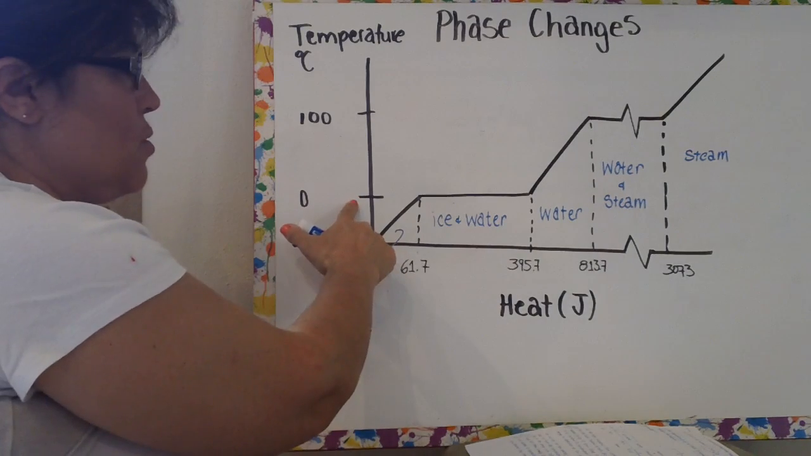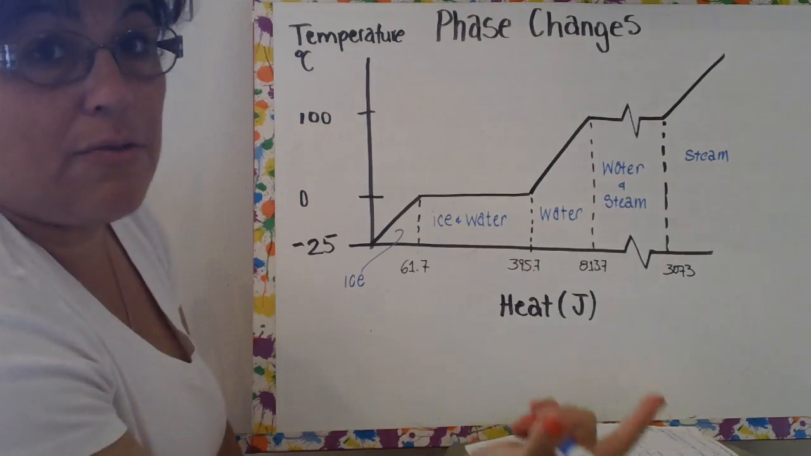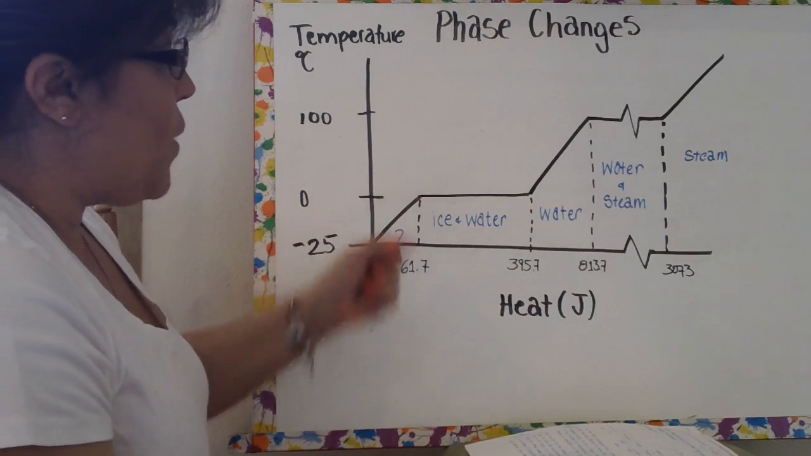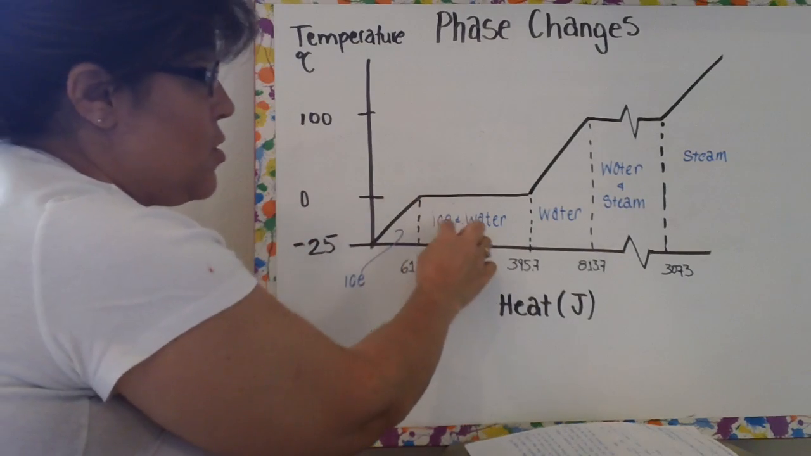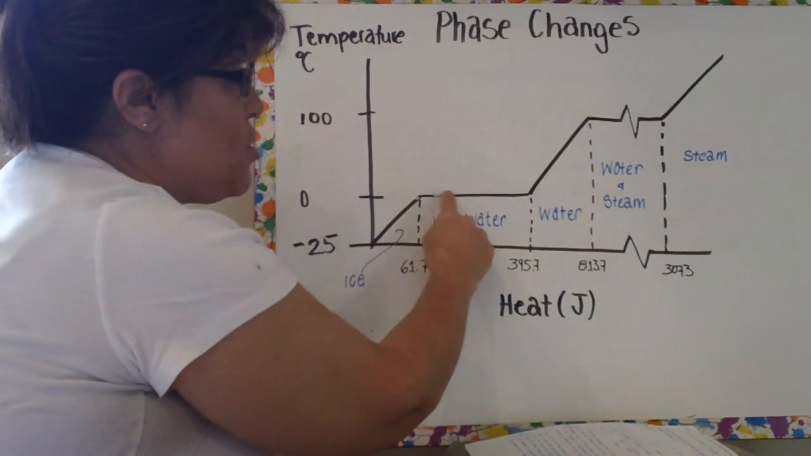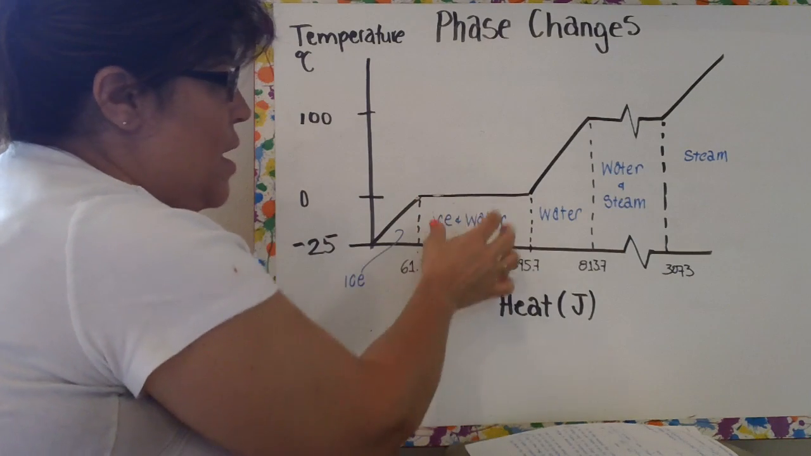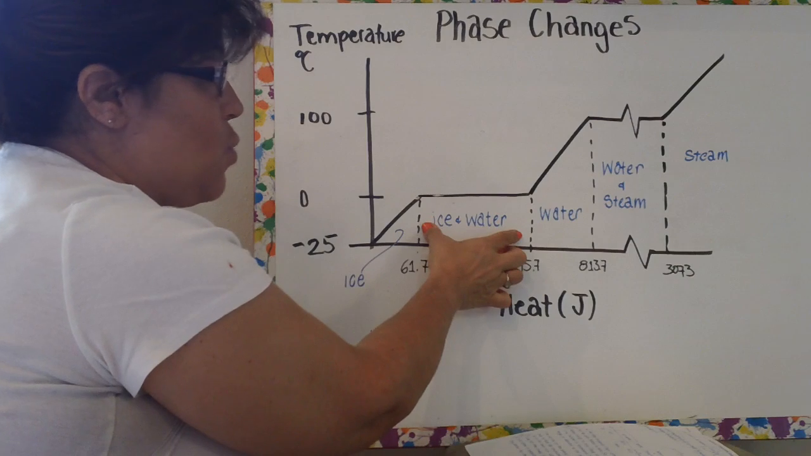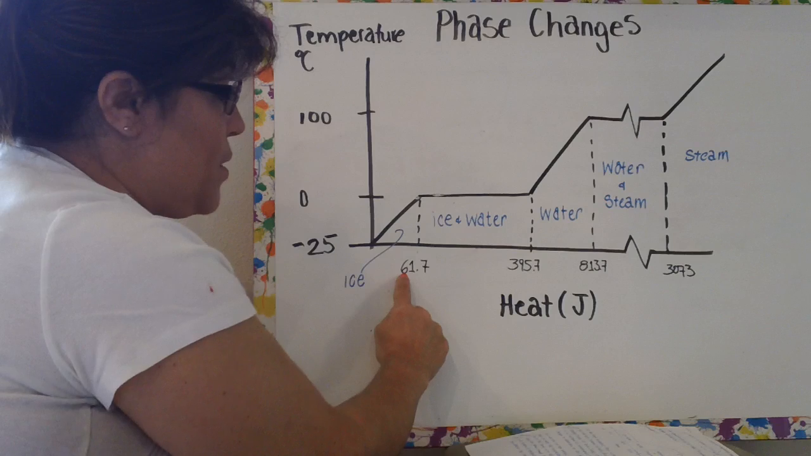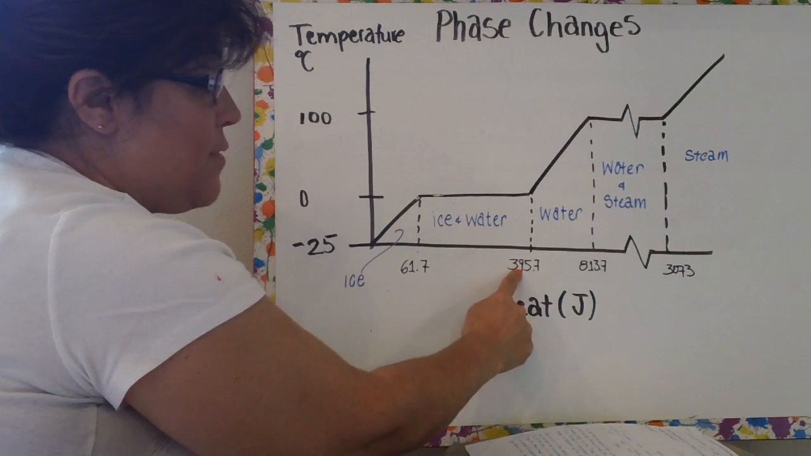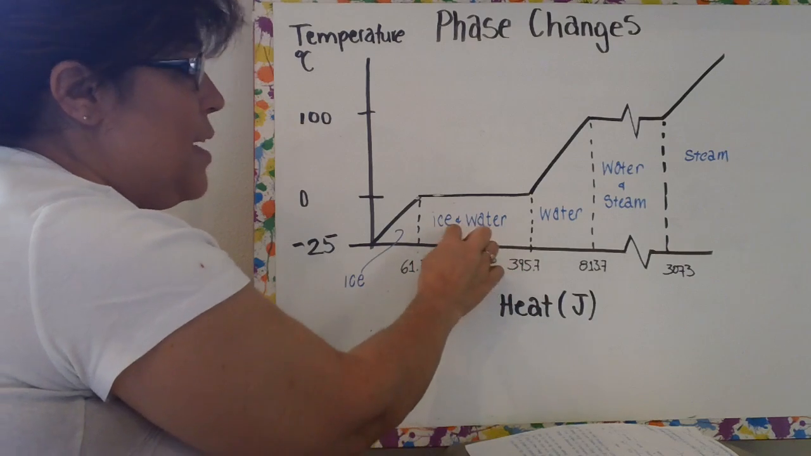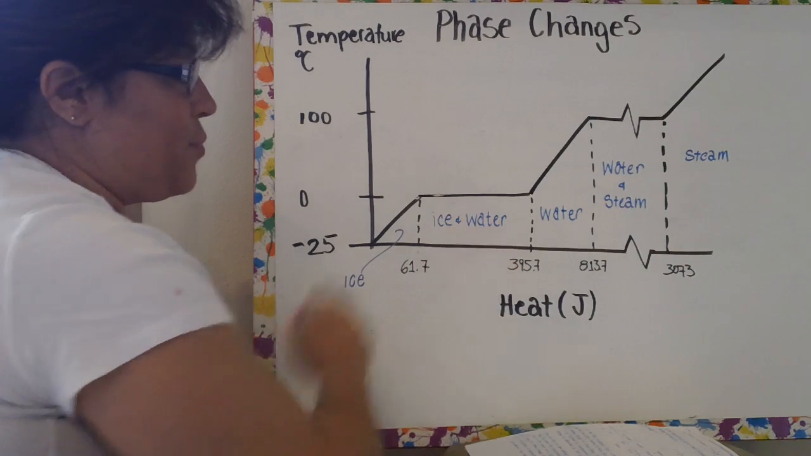Once we hit 0 degrees Celsius, and we know that that's the freezing point, or the melting point. So at this point, all of a sudden the ice starts to melt and become water. But the temperature doesn't change. The temperature here is going to stay at 0. In this phase right here, this is where our phase change occurs. All the heat that's added, the extra heat from 61.7 to 395.7, is all absorbed in melting the ice.